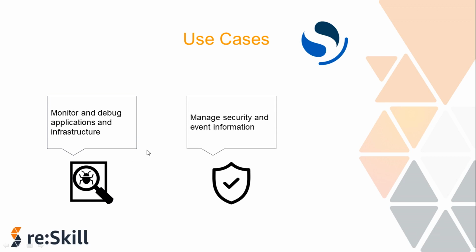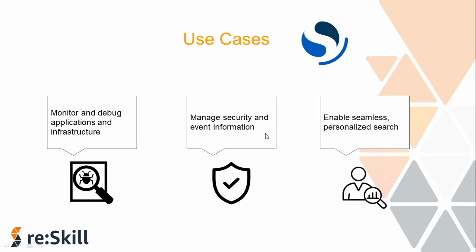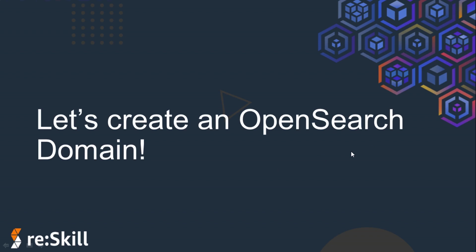The next use case is to manage the security and event information. You can centralize and analyze the logs from applications and systems across your network for real-time threat detection and incident management. And the third use case is that you can enable seamless personalized search. OpenSearch will help users quickly find relevant data with a fast personalized search experience within applications, websites and data lake catalogs. So this was about use cases. We have learned quite a few things about Amazon OpenSearch. Now it's better if we see how to actually work on it in the AWS console.